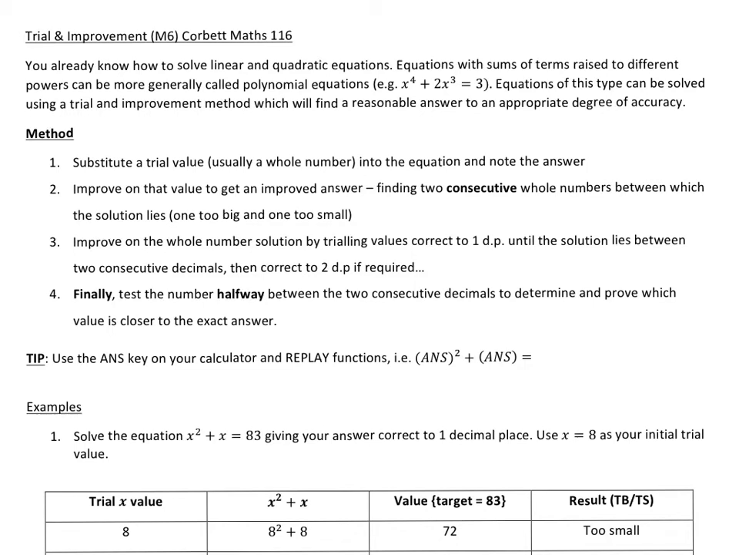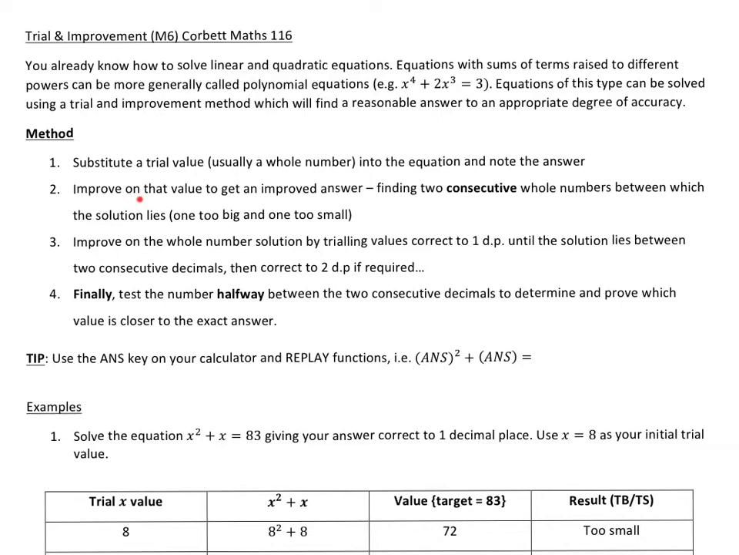Trial and improvement is a method of solving equations. To do that, we kind of use guesswork. It's a formal method of guessing: we pick a starting value, we input it into the equation, and then we see what the answer is. Depending on whether it's too big or too small, will depend whether we increase our guess or we decrease it. And by continuing that process, we can find a very good estimation.